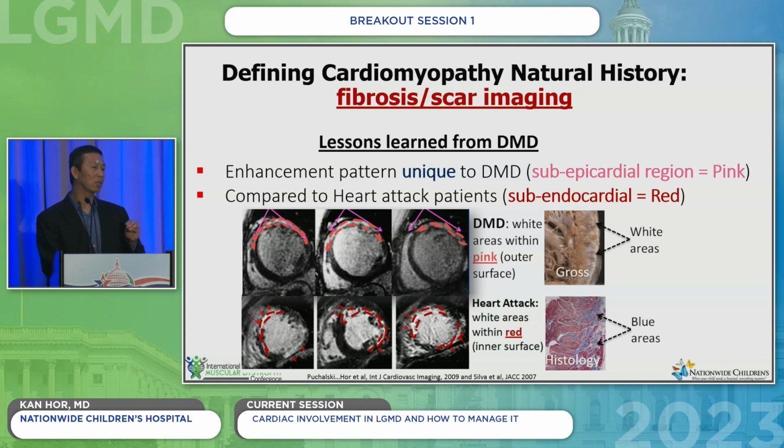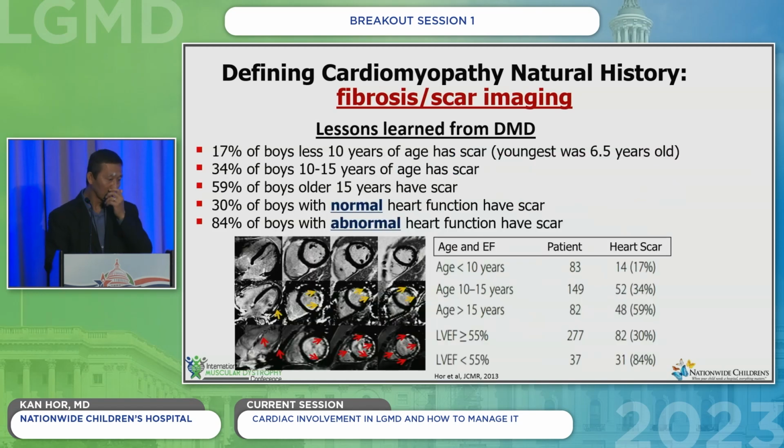And you don't really want to wait until your ejection fraction is abnormal to treat. In DMD, we actually showed that about 17% of the boys less than 10 years had scar, as young as 6.5 years old. When I first started training, people didn't realize that was true. And as you go from less than 10 to 15, it progresses. In fact, more than a third of the patients have scar despite normal function. By the time you have abnormal function, more than 84% of the patients had scar.